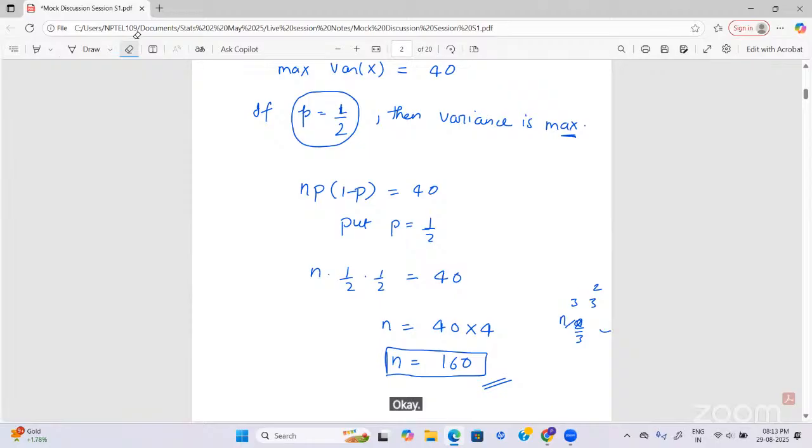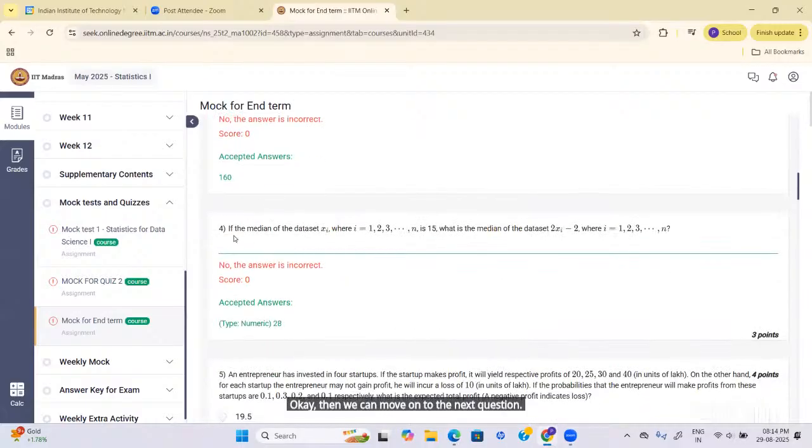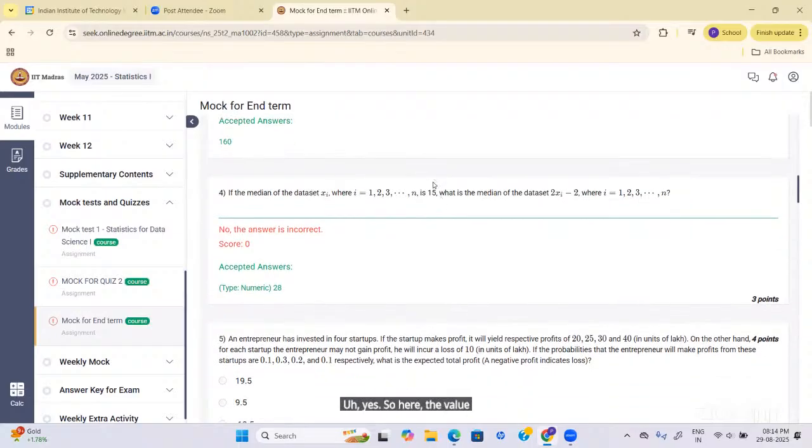Okay, then we can move on to the next question. The next question is, if the median of the data set xi, where i is going from 1, 2, 3 up to n, is 15, what is the median of the data set 2xi minus 2, i again 1 to n? So how will you solve it? You can just put 15 in x. Yes, so here the value of the median is 15.